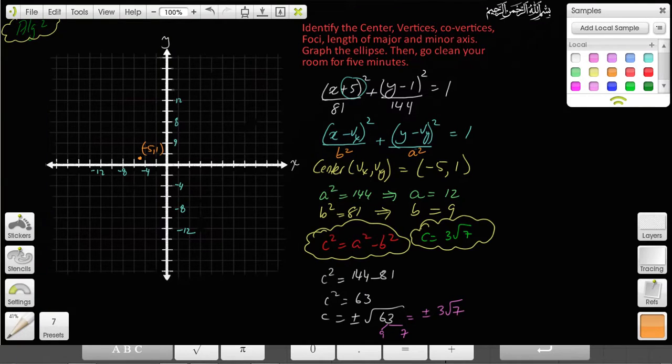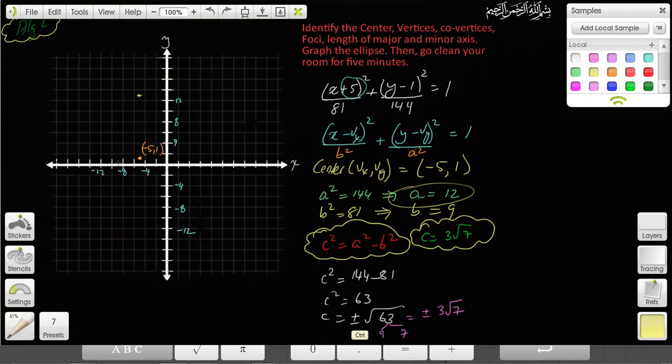And from here we're going to do A's and B's. Now we know it's going to be a vertical ellipse, so we're going to go A distance up, 12. So okay, 12 plus 1 is going to be 13, so it's going to be over here. Alright, so A is going to be from here to here.